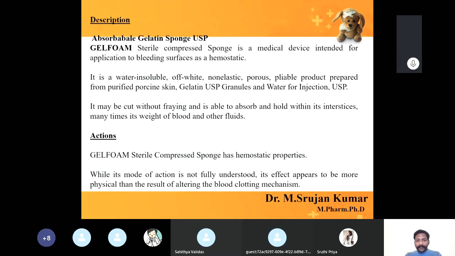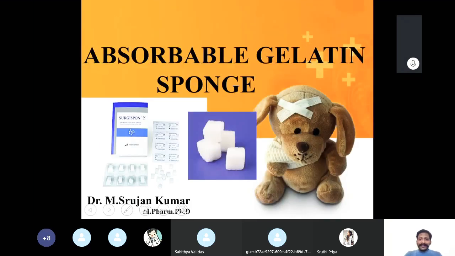So it may be cut without fraying. Okay. Now we are talking about how to cut this gel foam. When you say gel foam will be available in sheets, okay, small sheets or large sheets. Can you see here the different shapes of gel foams available?